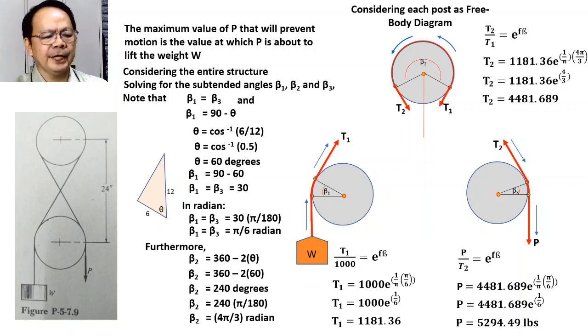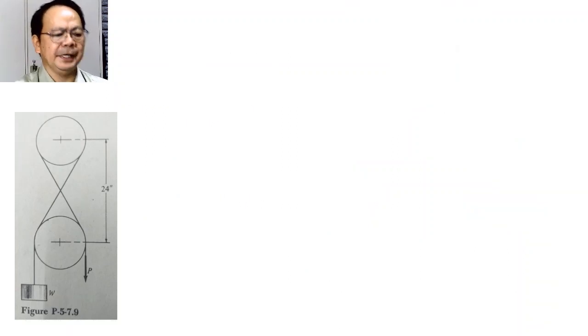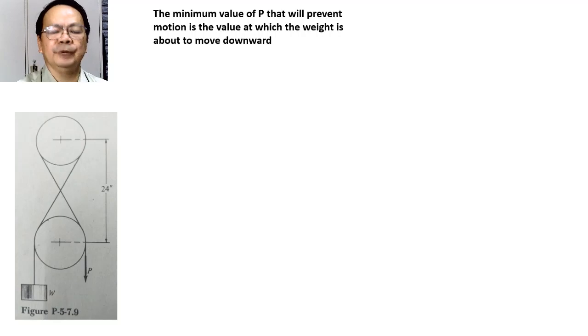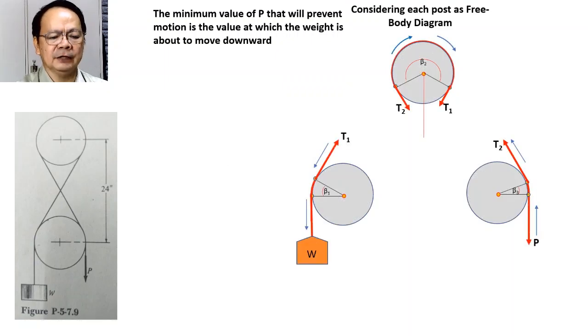Now, to solve for the other value of P, that is the minimum value of P, it is the value at which the weight is about to move in the downward direction. Kaya kung ipapakita natin ulit yung ating free body diagram, mababaliktad naman ang direction ng motion. Kaya ang motion nitong weight na ito is in this direction, mahihila nga nitong T sub 2 in that direction, at ganoon din mahihila yung P in that direction dito.